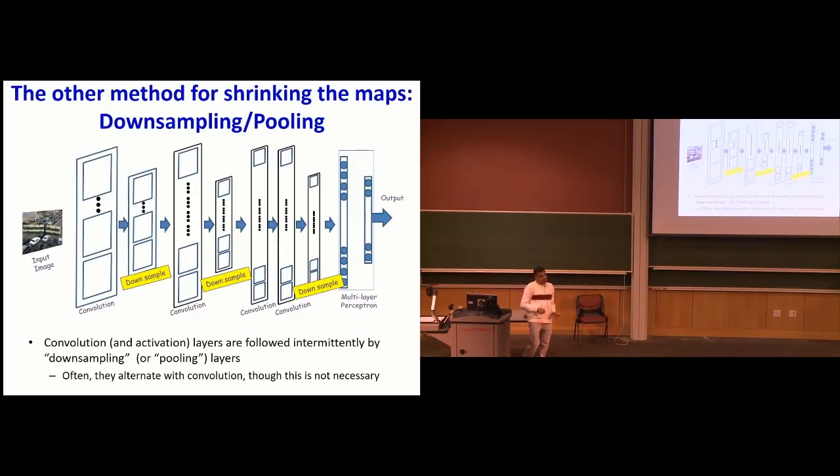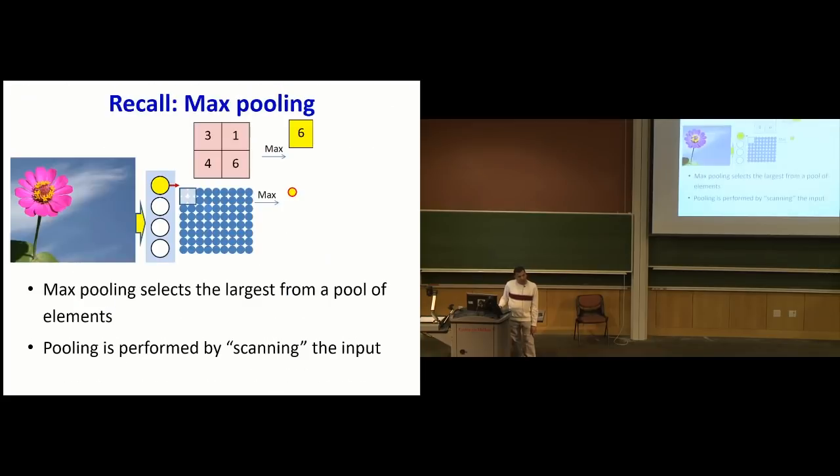We saw a different method also for shrinking the maps, which was downsampling or pooling. So in the case of pooling, and these pooling maps could either alternate with the convolutional maps or occur intermittently. And in the latest architectures, we don't use them at all. But in pooling, here's what we do. We look at a little rectangle, a little patch of inputs.